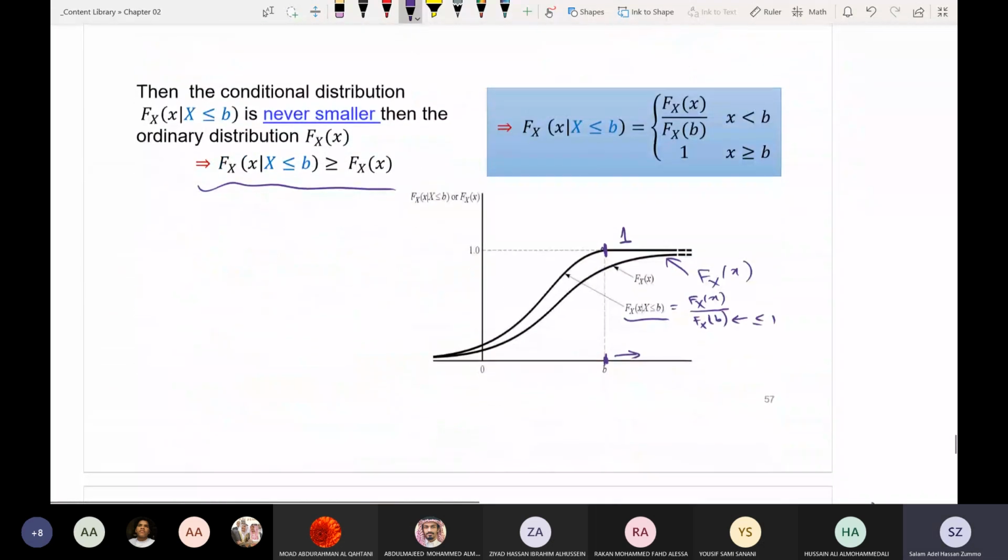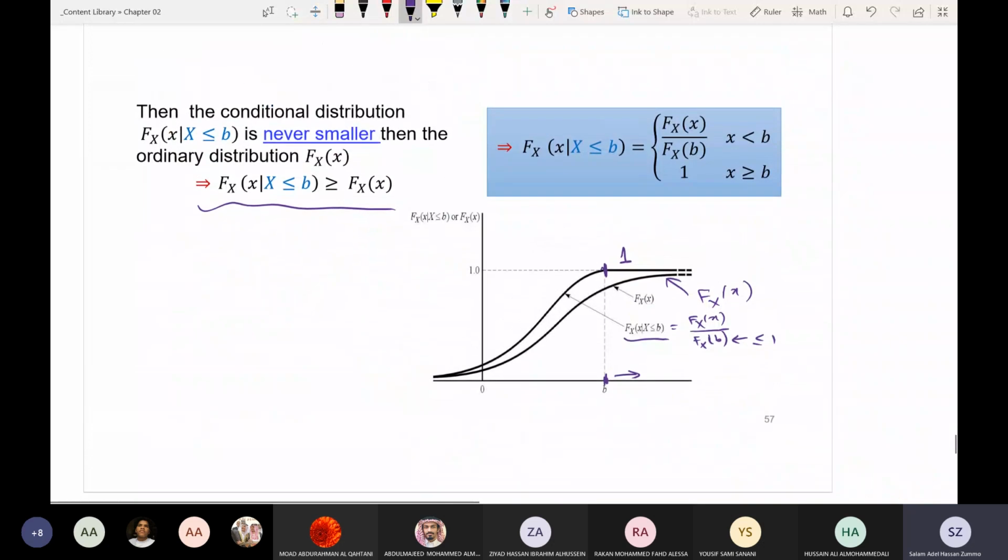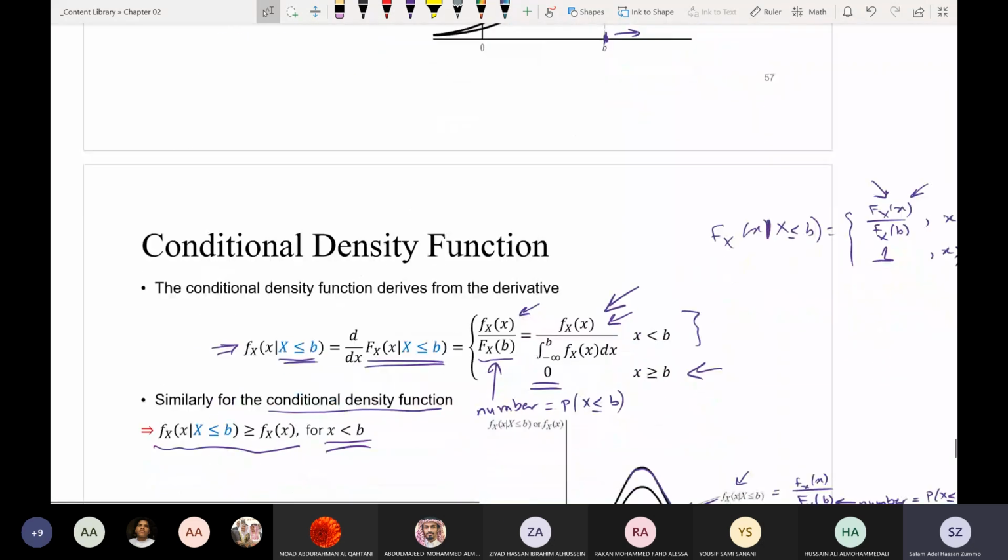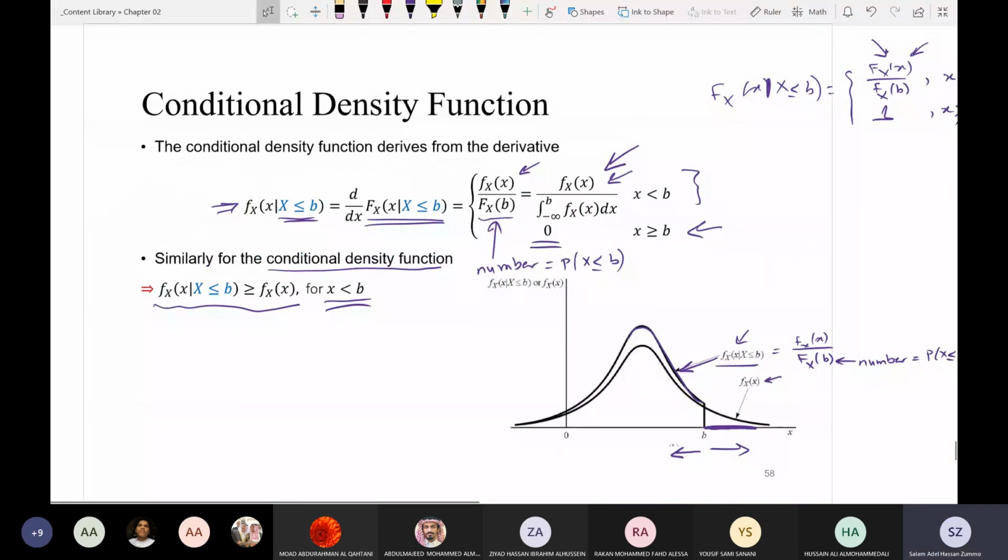We gave an example and discussed the issue that the conditional CDF in this case, in the range conditioning, cannot be smaller than the CDF. So it's either 1 or larger than the CDF, because conditioning decreases the sample space, the values that x can take, and hence the conditional CDF increases accordingly, or stays the same at least. And then we differentiate this conditional CDF to get the conditional PDF.